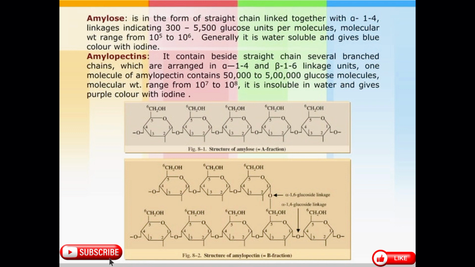Amylopectin, as the name indicates, contains besides straight chains, several branched chains which are arranged in alpha 1,4 and alpha 1,6 glycosidic linkage units. One molecule of amylopectin consists of 50,000 to 5 lakh glucose molecules and its molecular weight ranges from 10^7 to 10^8. It is insoluble in water and gives a purple color with iodine. So this is the difference between amylose and amylopectin. Amylose and amylopectin combine to form the starch.